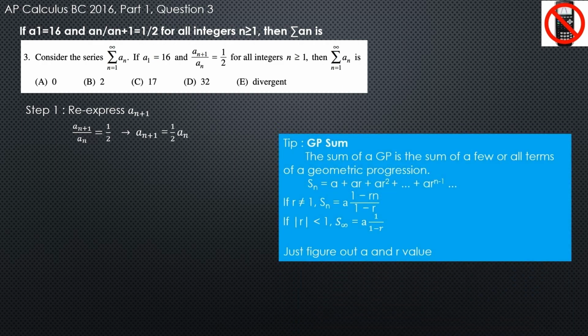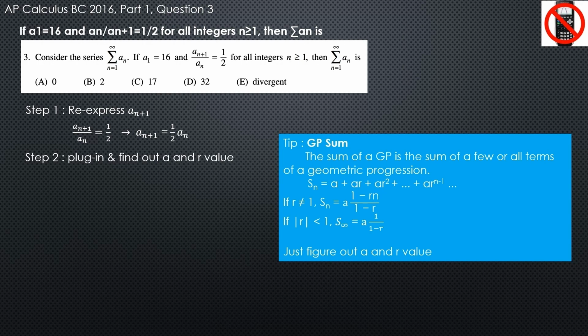GP, geometric progression sum. The sum of a GP is the sum of a few or all terms of a geometric progression. S_n equals a(1 - r^n) over 1 - r if r is not equal to 1. If the absolute value of r is less than 1, S infinity equals a over 1 - r. We just need to figure out the a and r values.